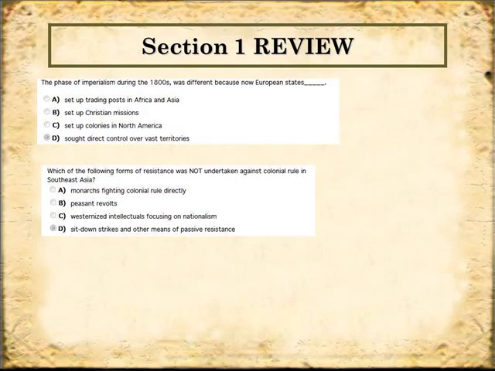Now, our next slide is going to be those review questions that I told you we would be placing in the PowerPoint during the second semester, and you can see these two different review questions from section 1. Discussing the phase of imperialism during the 1800s was different because of the European states sought direct control over vast territories. And which of the following forms of resistance was not undertaken against colonial rule in Southeast Asia? Well, in Southeast Asia, sit-down strikes and other means of passive resistance were not taken.